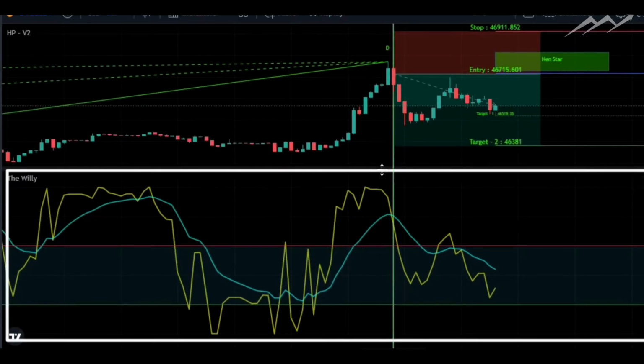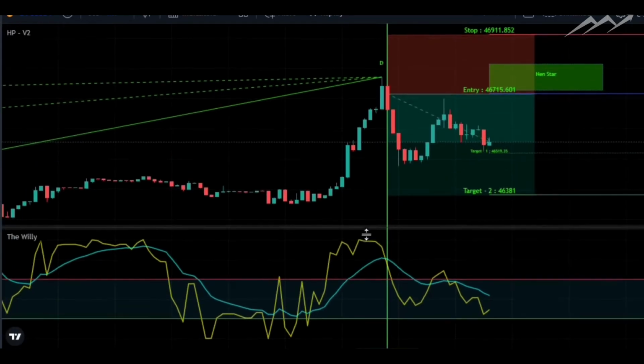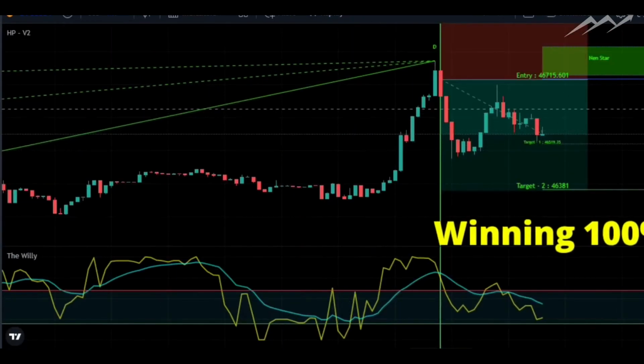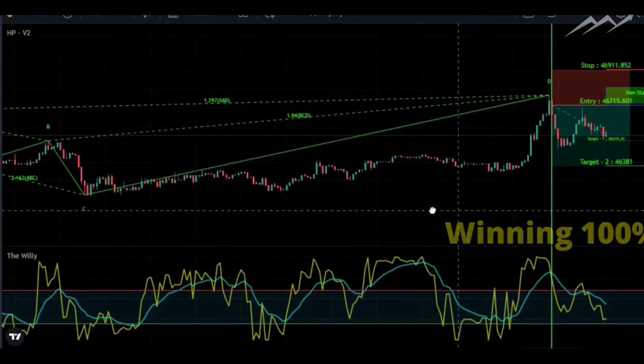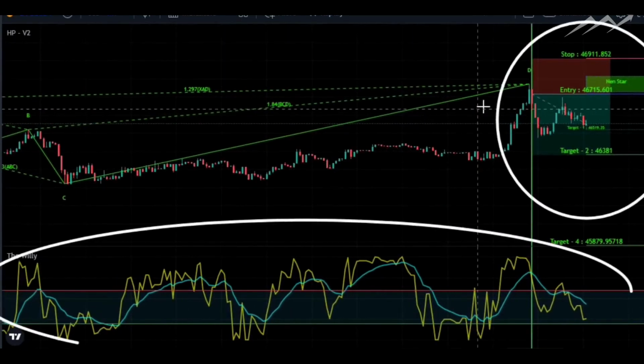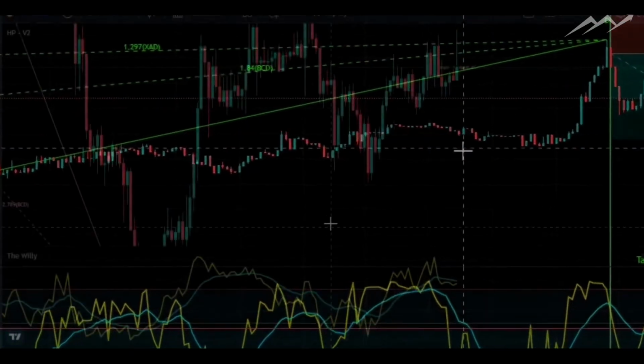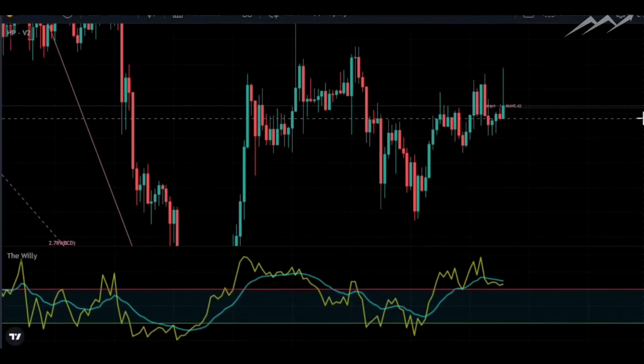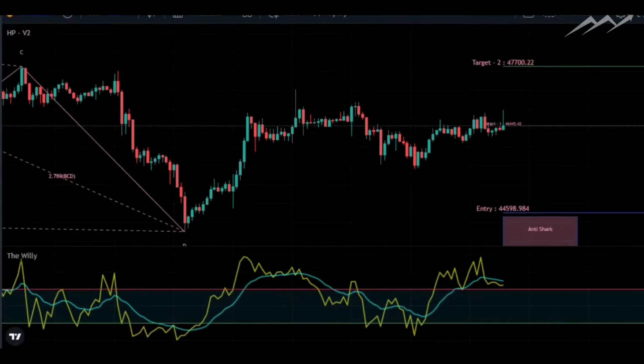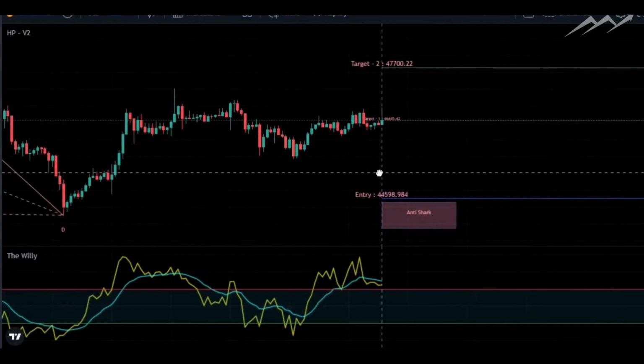If you use the Williams indicator and get a confirmation signal, the win rate of this strategy will be 100%. If you want to always benefit from this strategy, be sure to get help from the Williams indicator to confirm the signal. Let me test this strategy at a higher time frame. I'm sure you will be amazed at the signaling of this strategy.